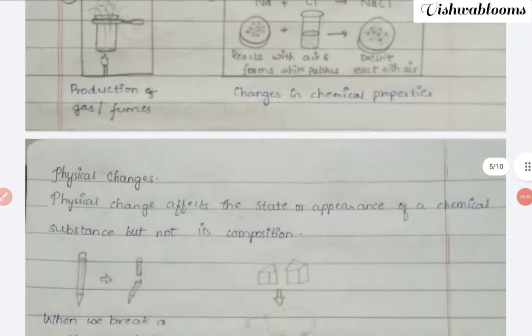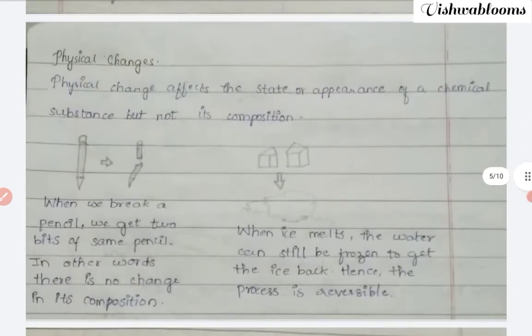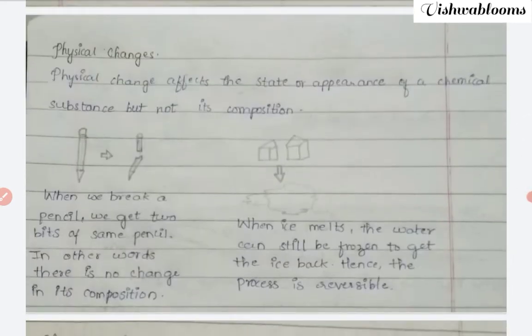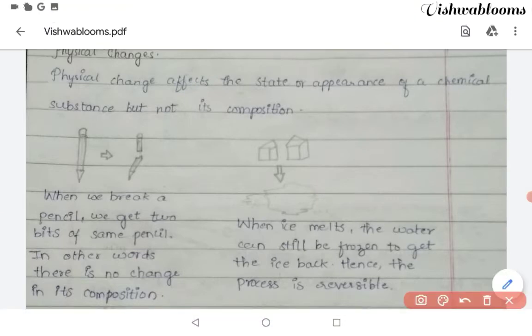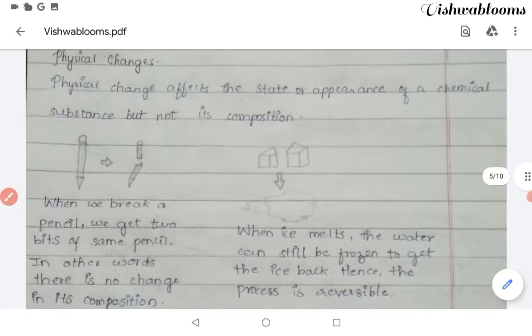Before moving on to the next topics, let's just revise physical changes and chemical changes which we already learned. So first, what are physical changes? It's very simple, as we all know the answer. Physical changes are the changes that will just affect the state or appearance of a chemical substance, but will not affect the composition. Now, there are two examples in front of you. You can see that here.